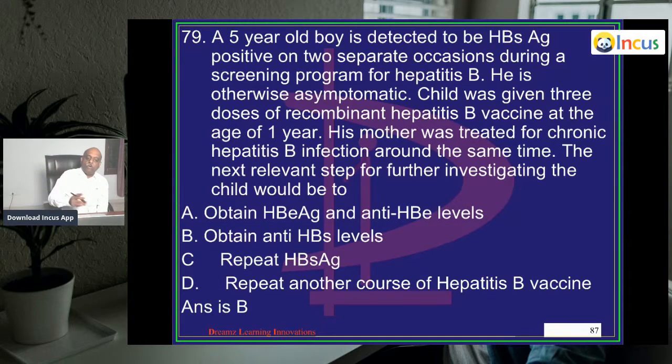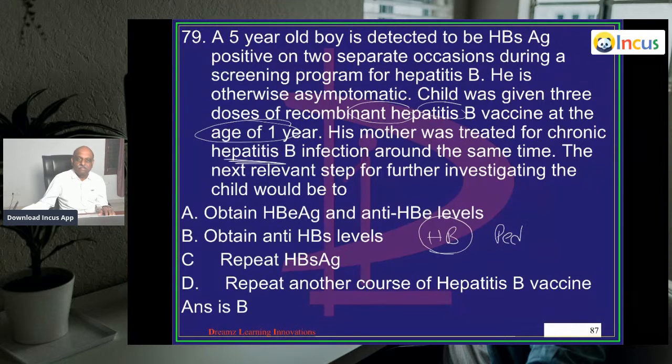Now a 5-year-old boy is detected with HBsAg on 2 separate occasions. The child was given a recombinant hepatitis B vaccine at the age of 1 year. His mother was treated for chronic hepatitis. How do you want to evaluate this child? So you see how important hepatitis B is in pediatrics.